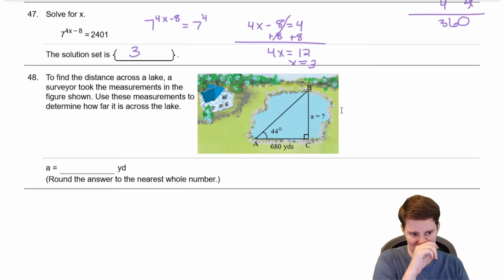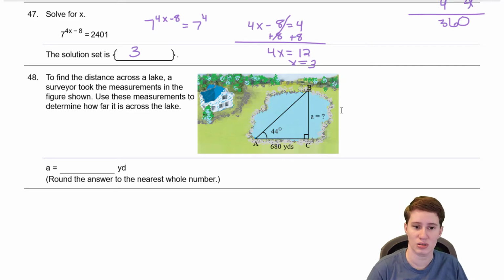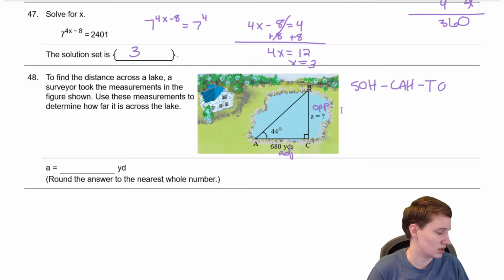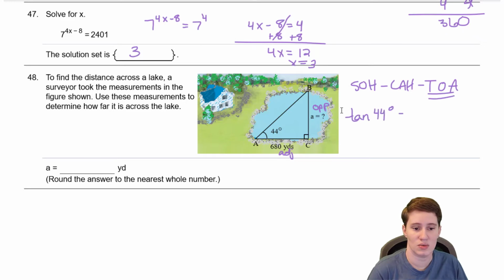48. Oh, look at this nice picture. To find the distance across a lake, a surveyor took the measurements in the figure shown. Use these measurements to determine how far it is across the lake. So this looks like a trig problem, using a trigonometric function, because we've got a right triangle. From this angle 44 degrees, A is the opposite side and 680 is the adjacent side. If you memorized sine, cosine, and tangent with SOHCAHTOA, then opposite and adjacent go with tangent. So tangent of 44 degrees equals A over 680.